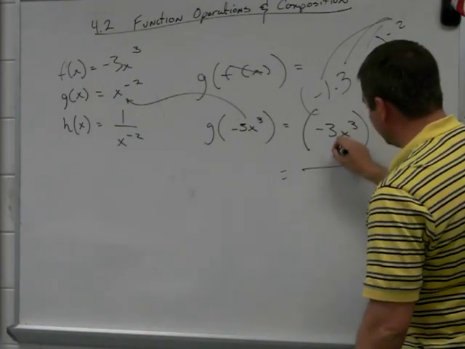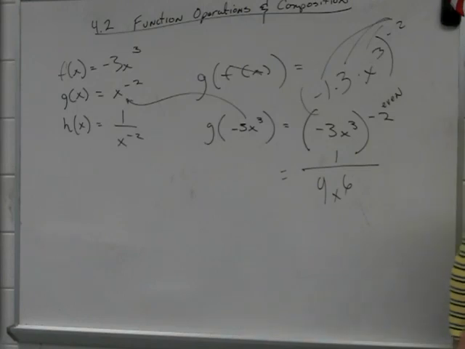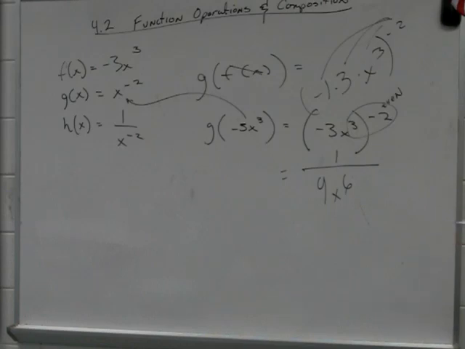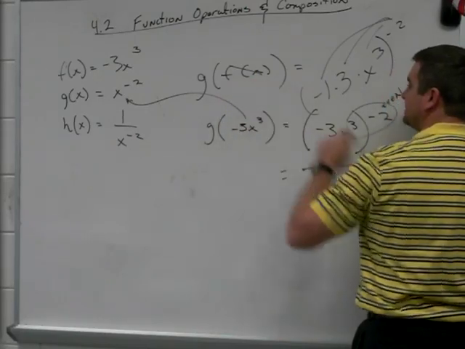My answer is 1 over 9x to the 6th. 1 over 9x to the 6th. I skipped a step there. Does everybody see what I did? 3 squared is 9. Power to a power gave me negative 6. I just dropped it down below. Question? Any question on composite functions? Any questions on composite functions? g of f of x is how it's read.